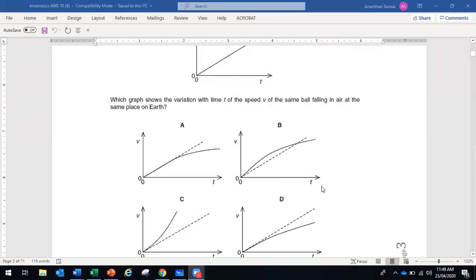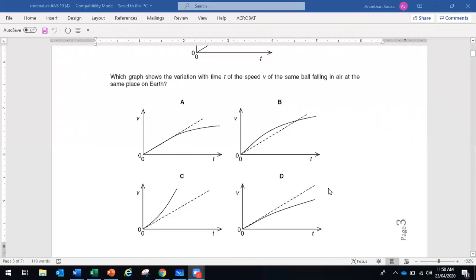Any questions here? Anyone? Okay, so those who got B and C, those cannot be the answer. A, okay, but at the beginning itself, the velocity will change.